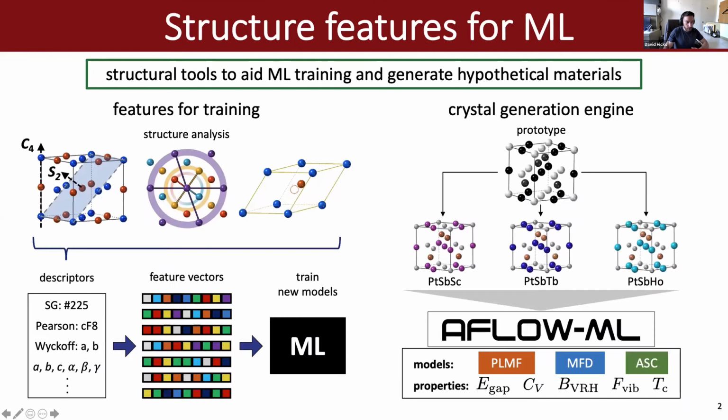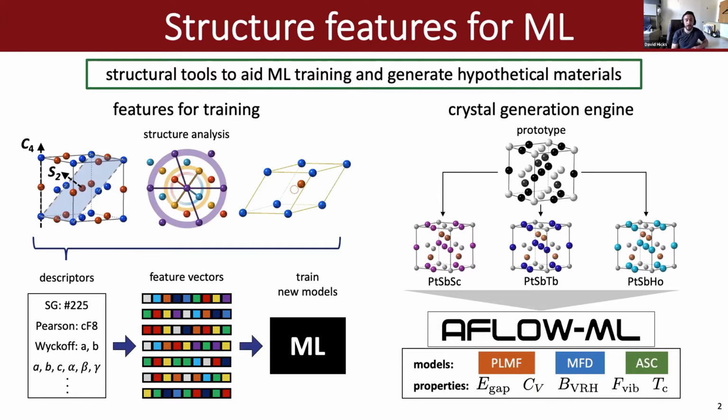Just to motivate this in the context of this camp, the idea here is that with these structural tools in AFLOW, we can potentially use them to aid machine learning training. For example, there are a lot of different structural tools that I'll try to cover that you could use as descriptors, specifically symmetry descriptors, as feature vectors to train machine learning models. And in general, using structural analysis tools can be more efficient than actually performing a DFT calculation. So using this is a nice way to train your ML models.